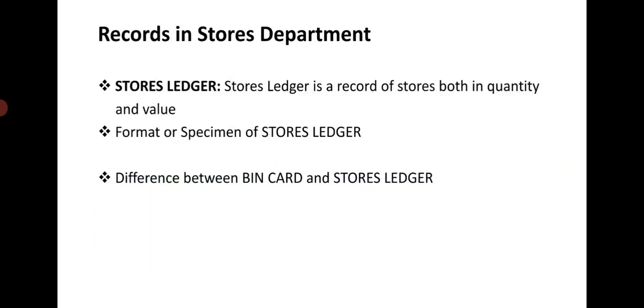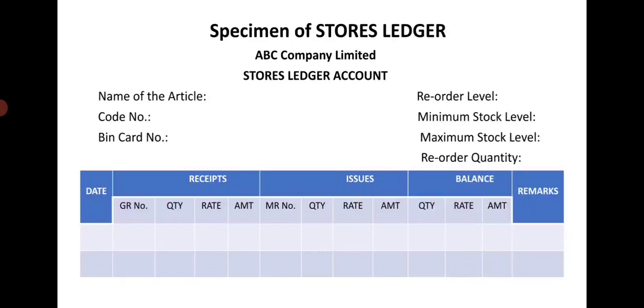Here is the format or specimen of the stores ledger account. First we should write down the company name, then we should write down the method which we are following, that is FIFO, LIFO, simple average or weighted average method. On the left hand side we should write down the name of the article and code number and bin card number. On the right hand side we should write down the reorder level, minimum stock level, maximum stock level, and reorder quantity, that is EOQ.